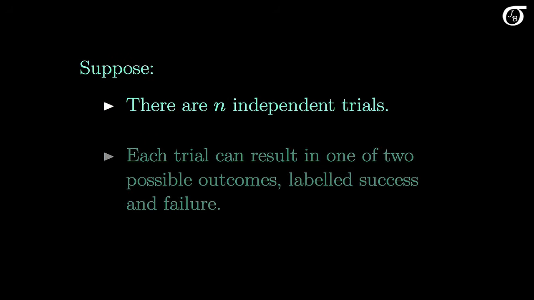Suppose there are n independent trials. n is a fixed number, and by independent trials we mean that knowing the outcome of one trial gives us no information about the outcome on another trial. And each trial can result in one of two possible mutually exclusive outcomes, and we'll label those two possibilities as success and failure. A success simply means the event that we are counting up, and it may very well be a bad thing, like having a tire blowout.